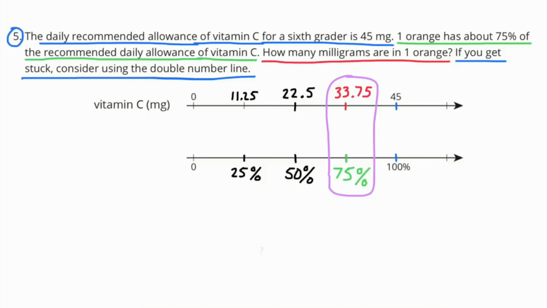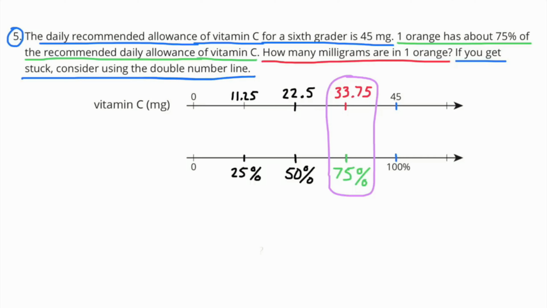100% equals 45 milligrams. Half of 100% is 50%. So half of 45 is 22 5/10. Half of 50% is 25%, so half of 22 5/10 would be 11 25/100.